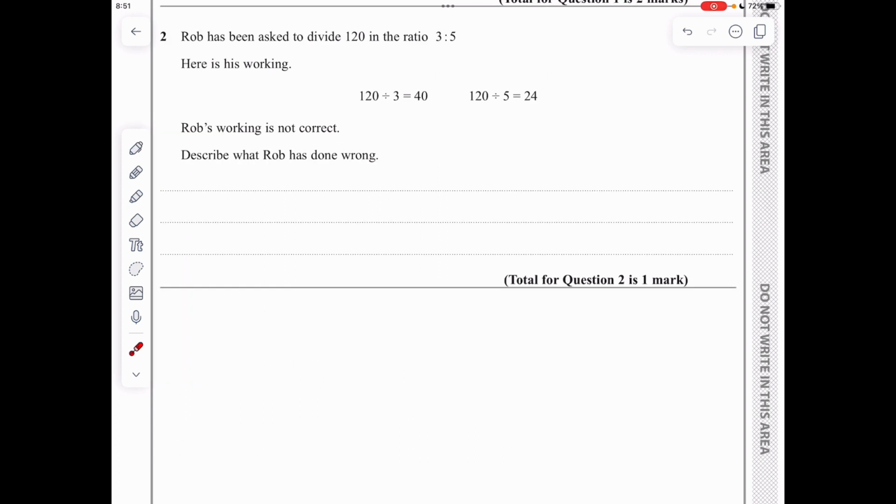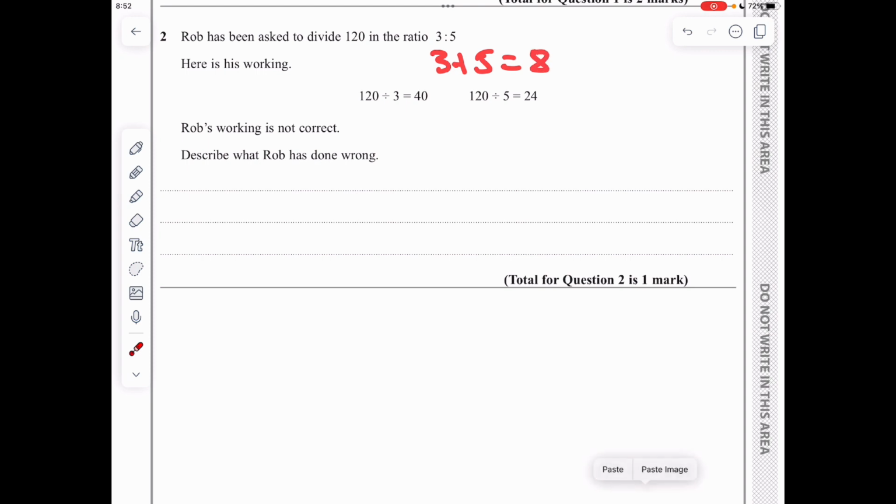In question 2, Rob was asked to divide 120 in the ratio 3:5. So he did 120 divided by 3 is 40 and 120 divided by 5 is 24. And this working is obviously wrong, and we need to describe exactly what the mistake is. Well, if we need to divide 120 in the ratio of 3:5, we should first add the 3 and the 5, so 3 plus 5 is 8.